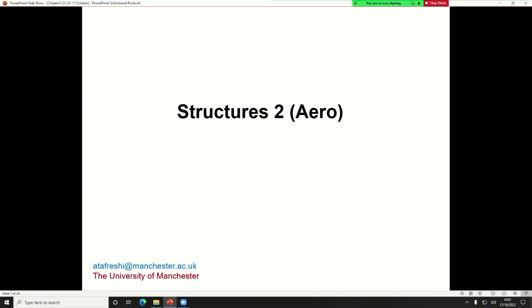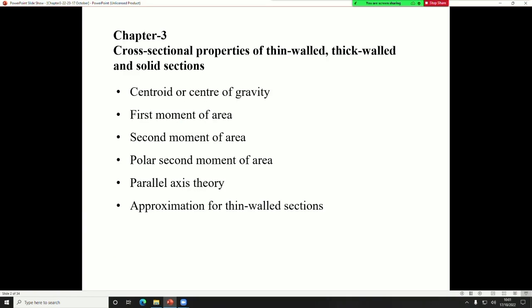So I finished chapter two, the lecture slides and all the examples. It was a relatively short chapter. Now we move on to chapter three. Chapter three is purely mathematical, but we need this information for future chapters, chapters 4, 5, and 6.